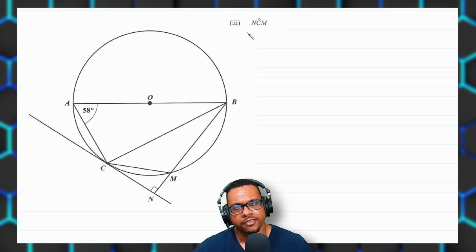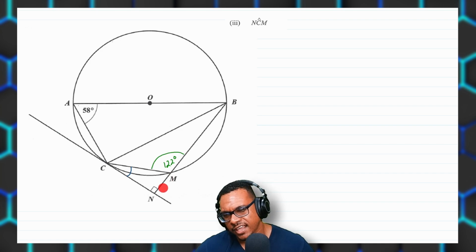Now moving on to part 3 of the question, we're going to find the angle NCM. So that's N to C to M. So that's going to be this little angle right here. So that's NCM. So now I'm seeing that here's a right angle. And this would be a right angle triangle here. And I just found out that this angle here is 122 degrees. So let's put that in. This was 122 degrees.